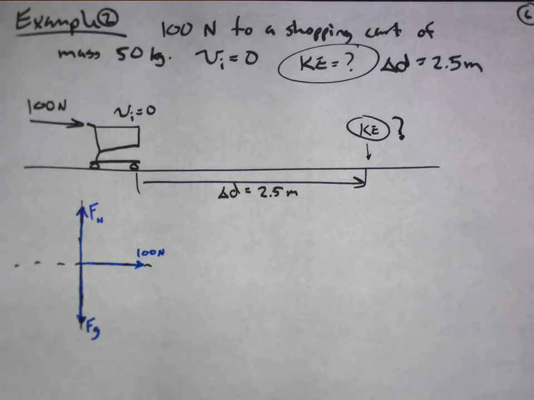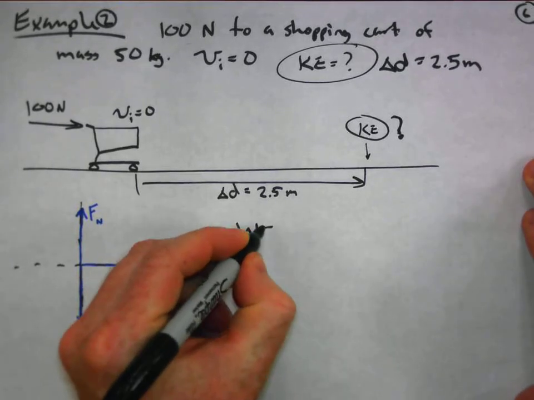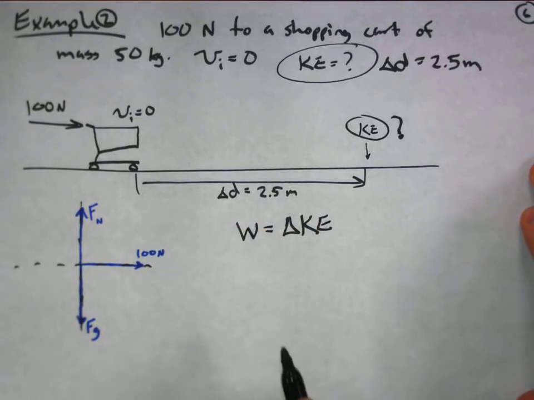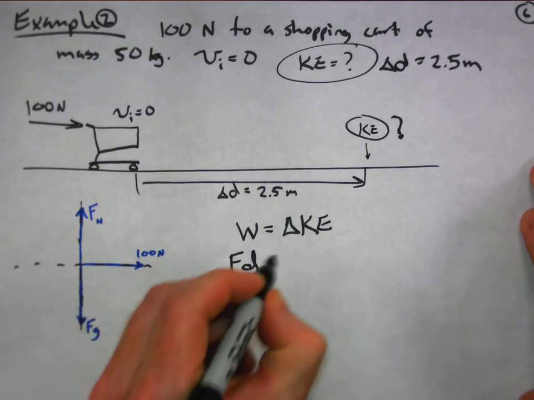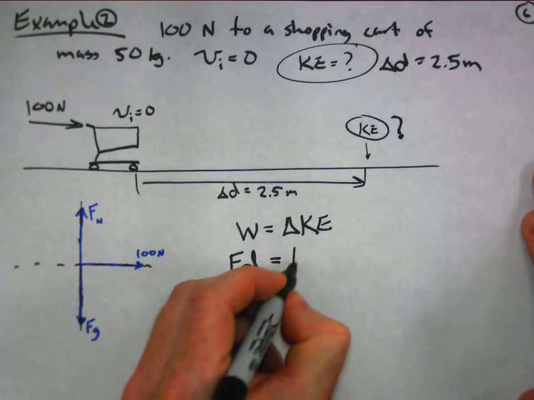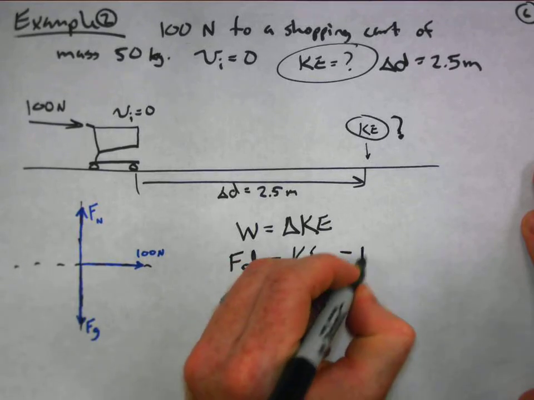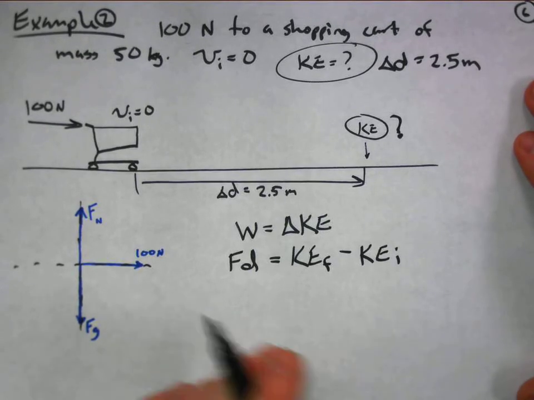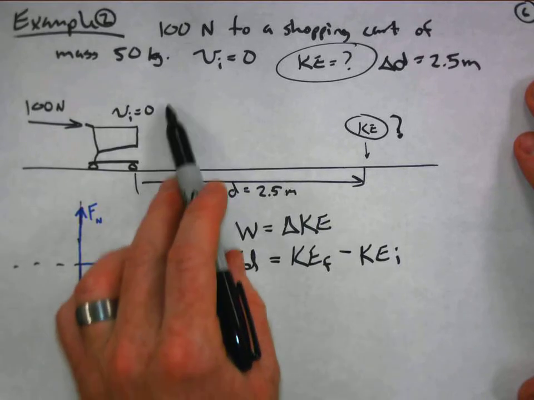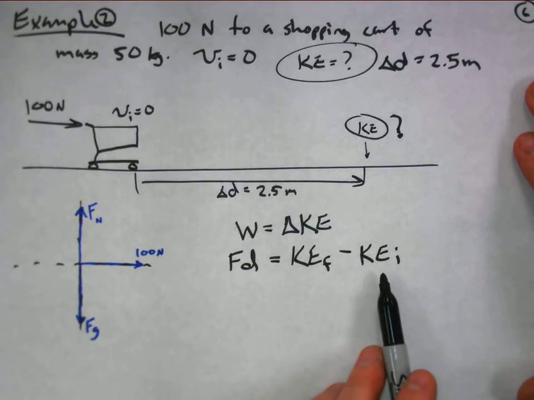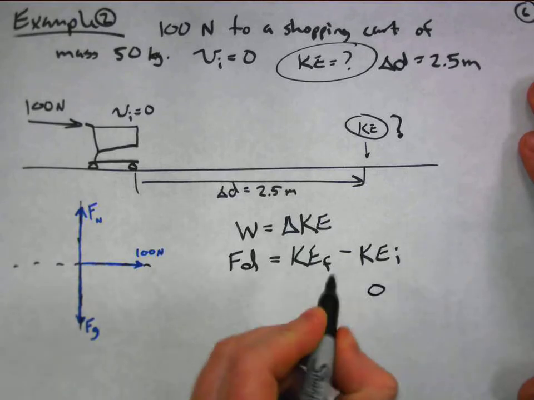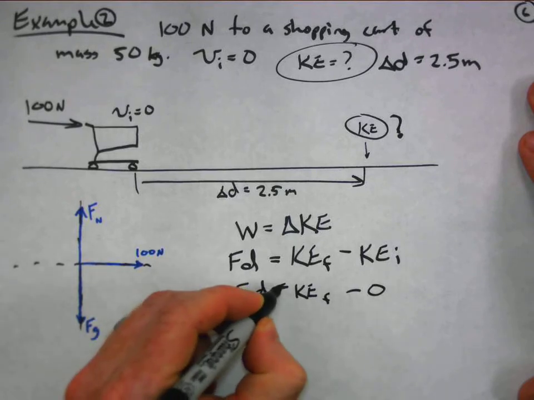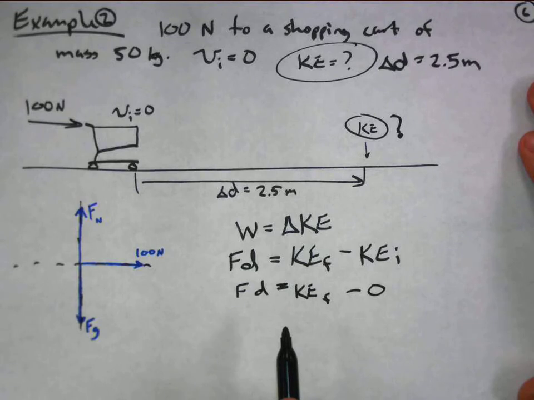All right, well, I know that work is equal to change in kinetic energy. I'm going to start there. I know that work is force times distance. And I know that change in kinetic energy is equal to final kinetic energy minus initial kinetic energy. So an important thing to think about here is, well, my initial velocity is 0. There's no motion at first. So if there's no motion at first, your initial kinetic energy is 0. Equal sign, sorry. So the equation gets a little simpler.